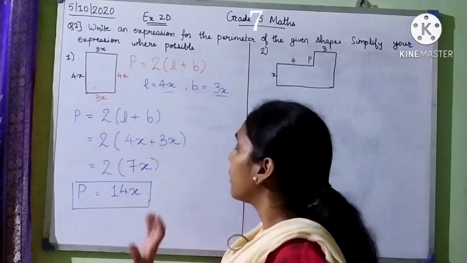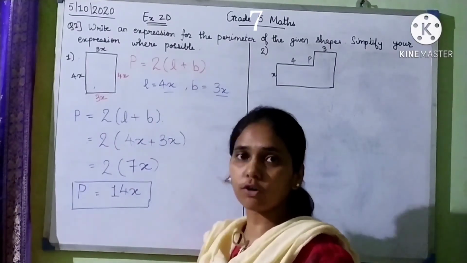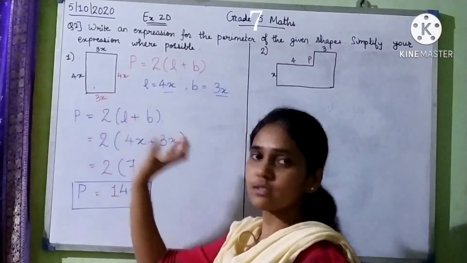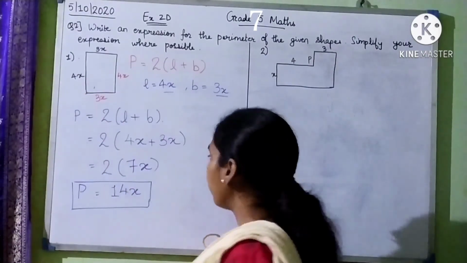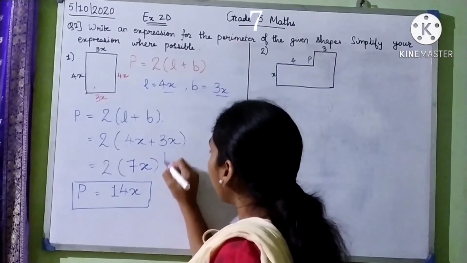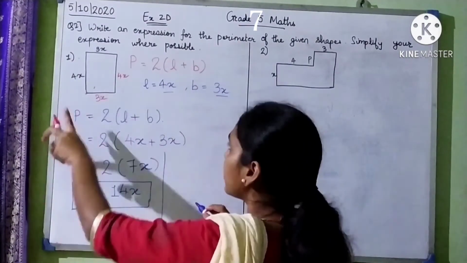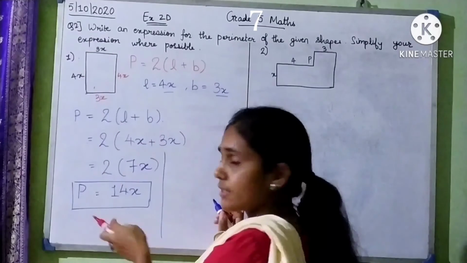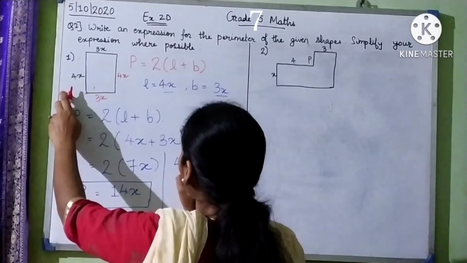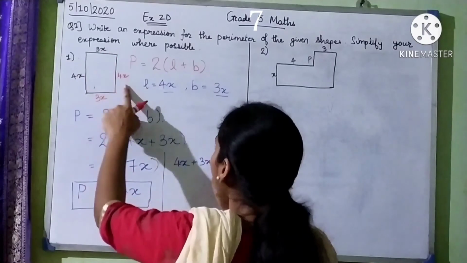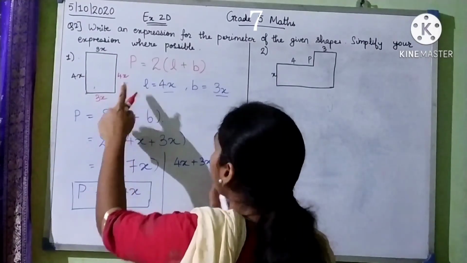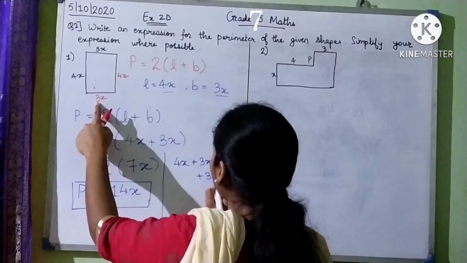Like if we don't want to go according to this formula, if we just simply want to go, we have to add all the sides. So how can we do that? I go on adding all these sides. The first one is 4x, so I write 4x, then I add 3x to it, then again I add 4x to it, and then again the last side which is 3x.